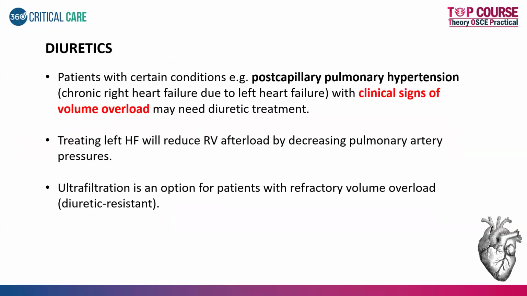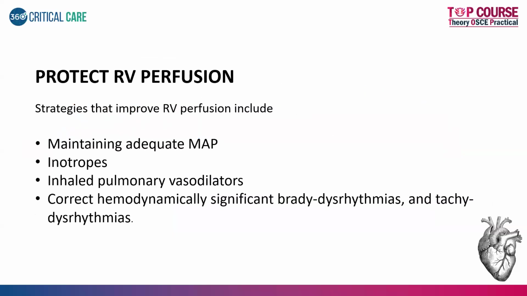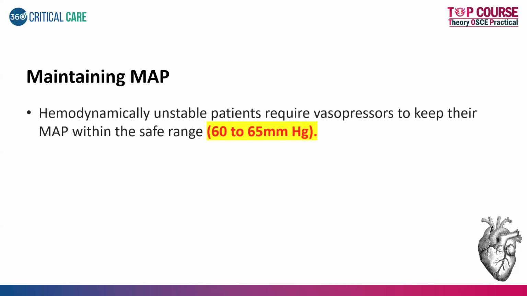If the patient fails with diuresis, the next modality of treatment would be renal replacement therapy, where the mode of RRT is ultrafiltration. Coming to protection of the right ventricular perfusion, what needs to be done is optimizing the MAP, using inotropes, and inhaled pulmonary vasodilators to reduce the pulmonary vascular resistance, and other arrhythmias which are usually associated with worsening RV failure need to be corrected. So what do we mean by maintaining MAP?